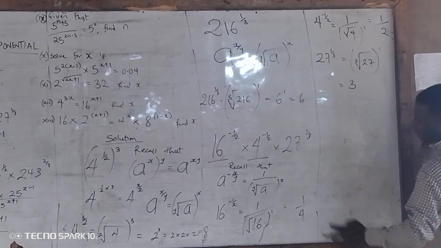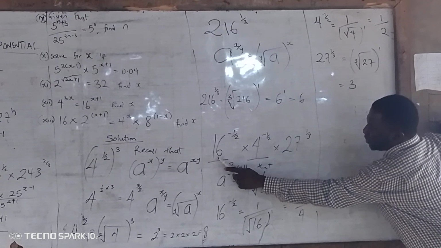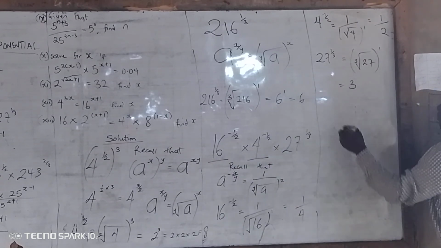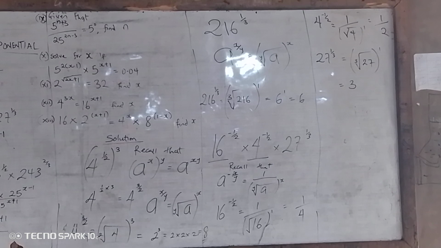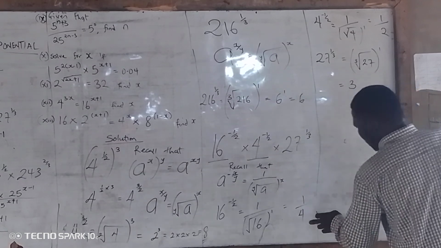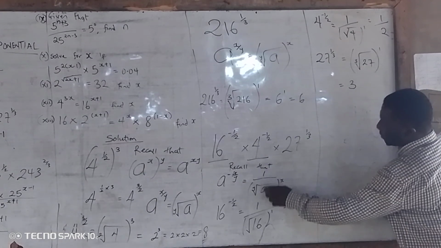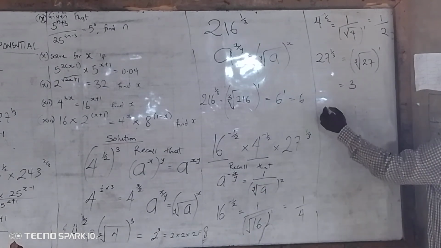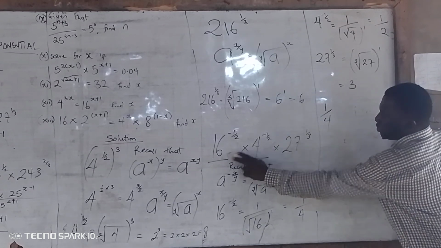Now, we are going to multiply all our answers. The answer for this was 1 over 4. Let me see on the screen. Okay, so the answer for the 16th part is 1 over 4. I'll write 1 over 4. I'm solving according to the question now.